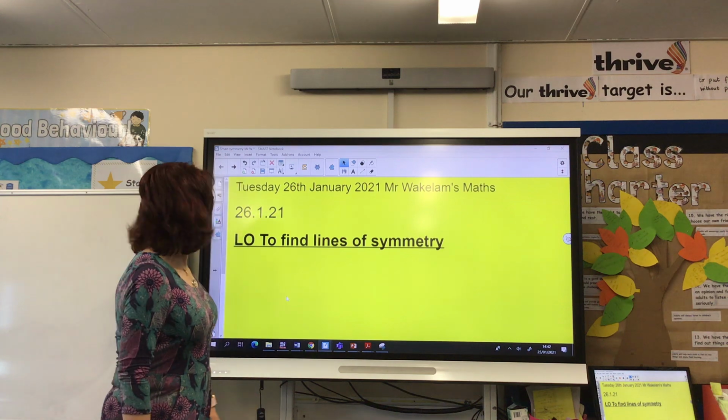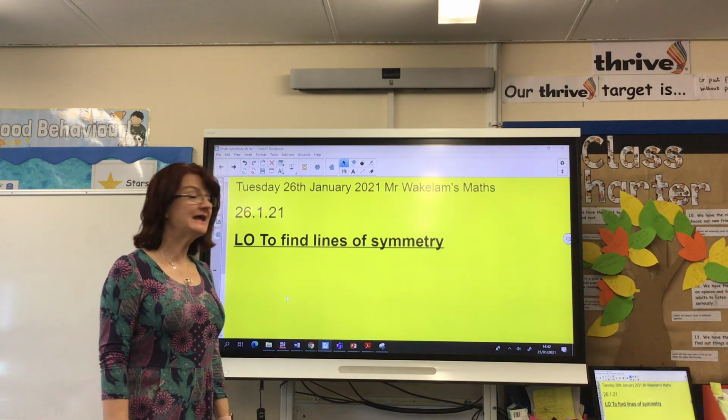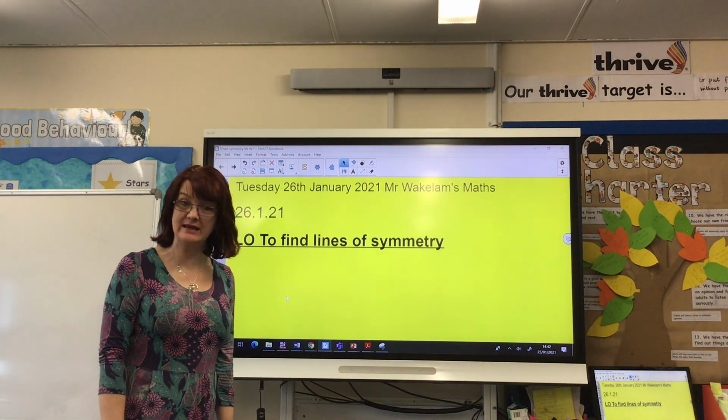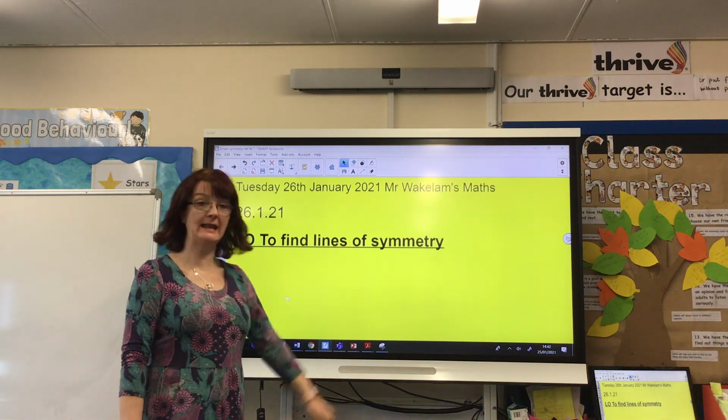Good morning, it's Tuesday the 26th of January, and this is a maths lesson from Mr Wakelam's maths group. We're going to be finding lines of symmetry.